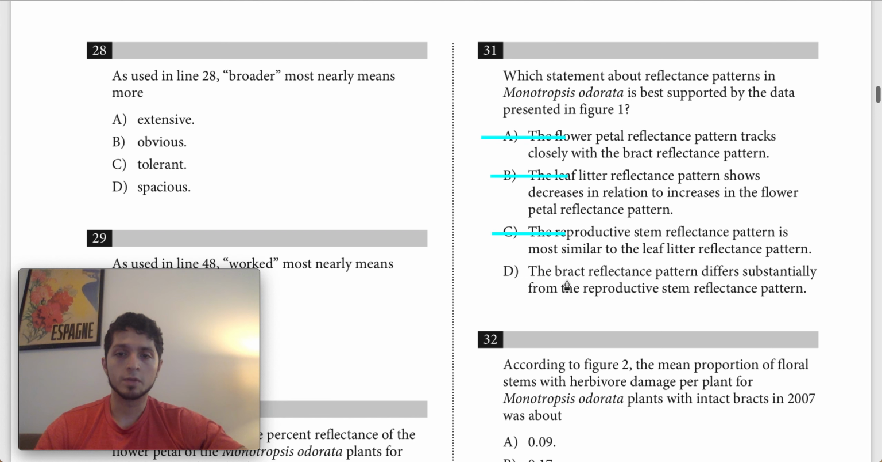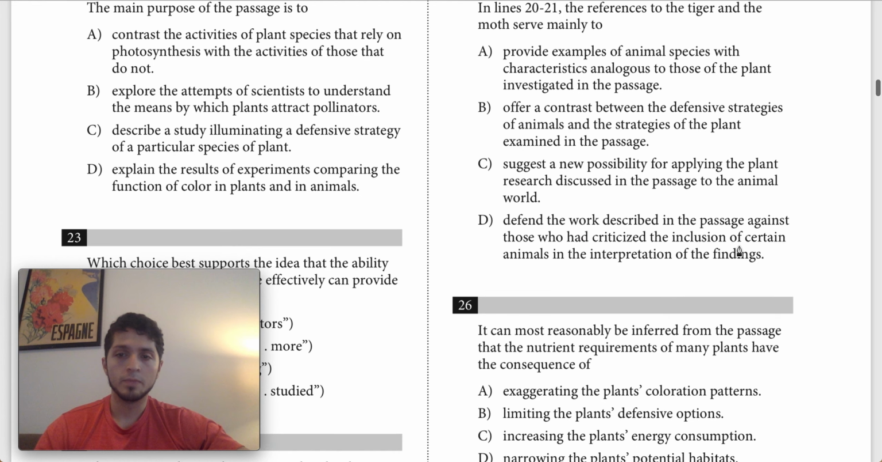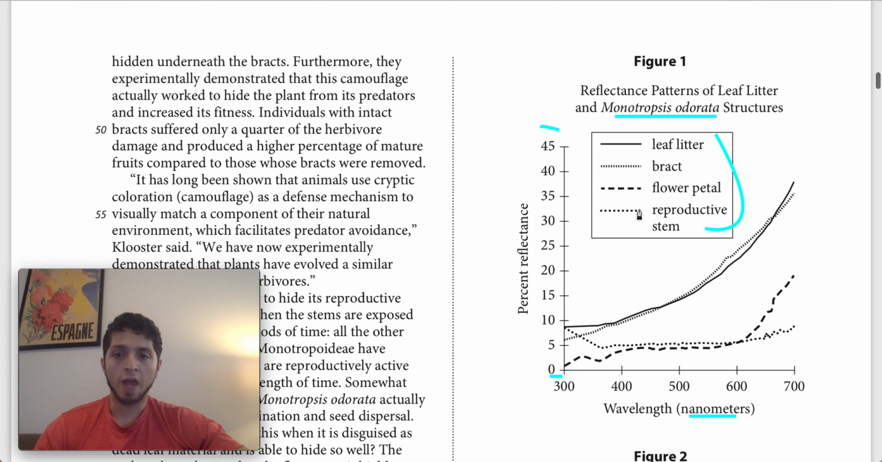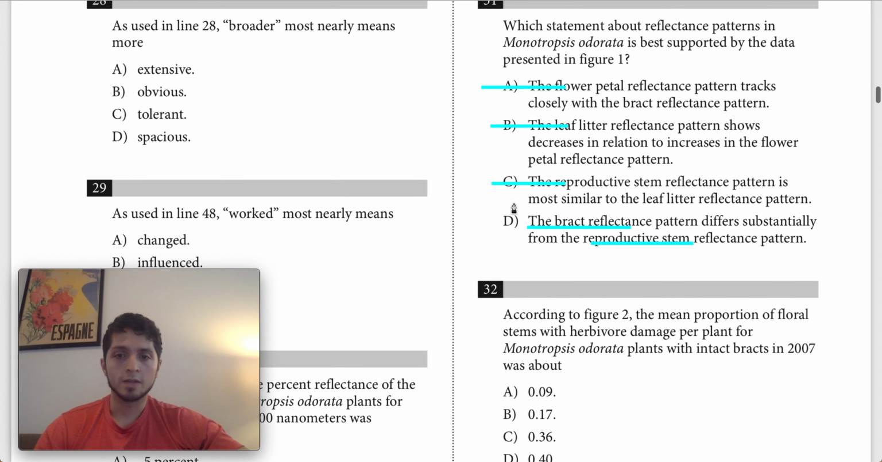This is going to leave us with D. Let's see if it works. The bract reflectance pattern differs substantially from the reproductive stem. So we go back up here, we have the bract reflectance pattern, which is this one here, differing from the reproductive stem, which is this one here, and there is a significant difference between the 2, so that is going to be our correct answer, and we choose answer choice D for question number 31.